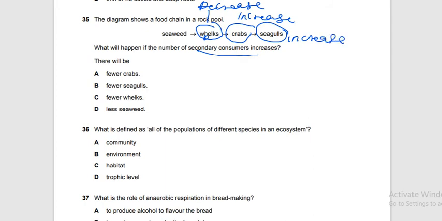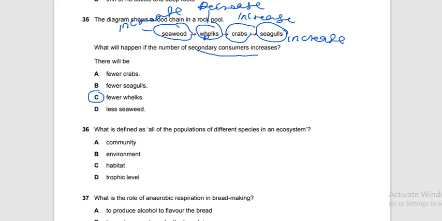So what conclusion can we have? If the whelks decrease, obviously the amount of seaweed will increase because there are fewer whelks to feed on it. Now, they said, what will happen if the number of secondary consumers increases? These are all the possible scenarios. Fewer crabs? No, because crabs are already the secondary consumer, so they will increase. Fewer seagulls? No, seagulls will increase because there are more crabs for them to feed on. Fewer whelks will decrease, so the answer is C.